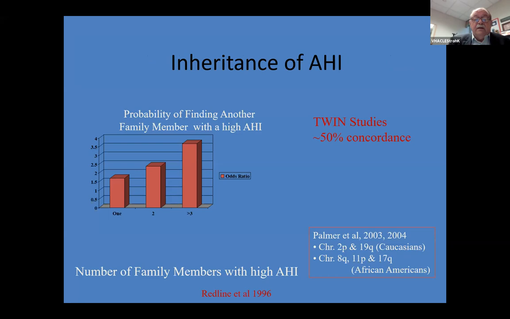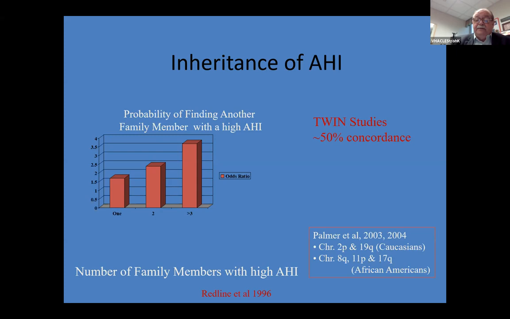So the inheritance is true. Twin studies are 50% concordance. The probability of finding another family member with a high AHI, if you have one member, is 1.5. Two, it's about 2.5. Three, more than three, it's about 3.5. So the odds ratio increases. And there are various things in Caucasians and African-Americans. But finding a high AHI in a family means that you line up all those genes in that family, as well as all their eating habits, all their sleeping habits, and their socioeconomic status, and you end up with having some sleep apnea.